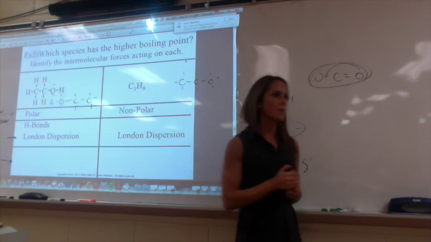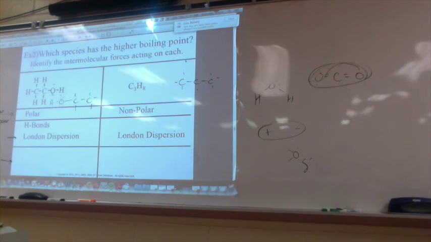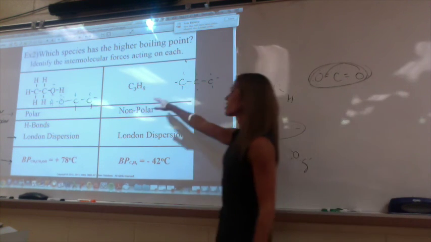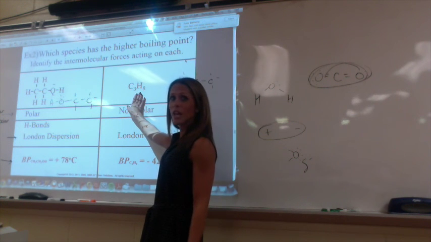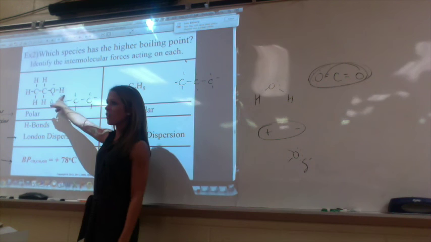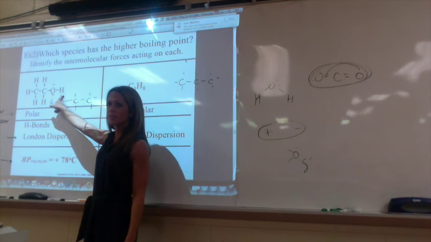So who has the highest boiling point? First or second? First. So boiling point 78 degrees C, boiling point's negative 42. Good? That first structure there is ethanol. The second structure here is propane, like in your propane tank, your gas grill. This is alcohol that people drink, ethanol.